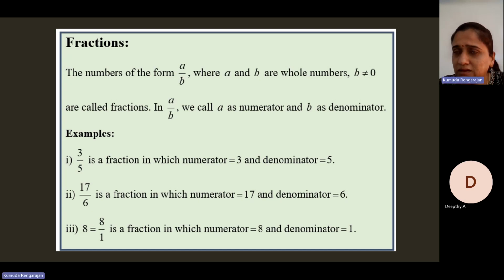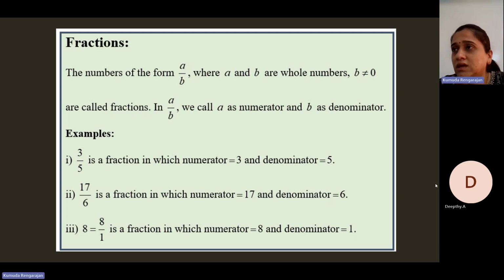The denominator b can be any whole number, but it should not be 0, because we know division by 0 is not defined. So the denominator should not be 0. The numerator can be 0. So numbers of the form a by b, where a and b are whole numbers, but the denominator b is not equal to 0, are called fractions.